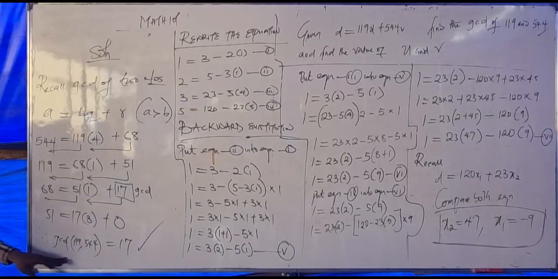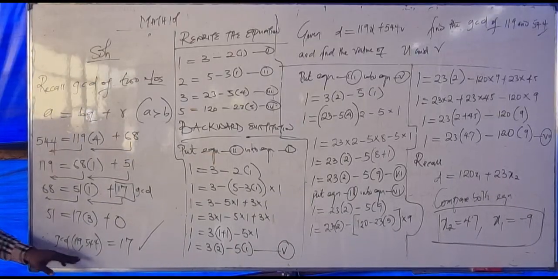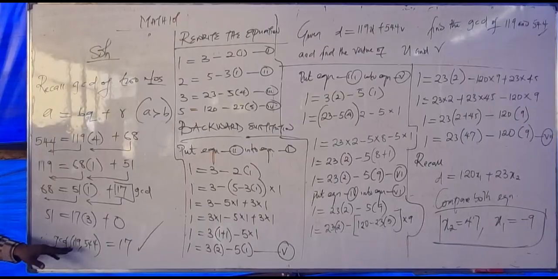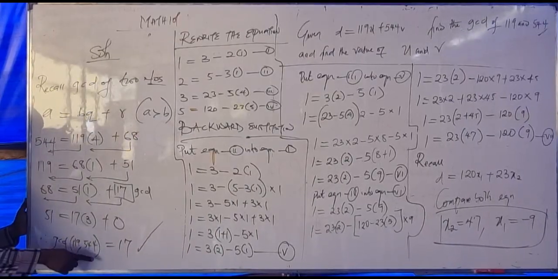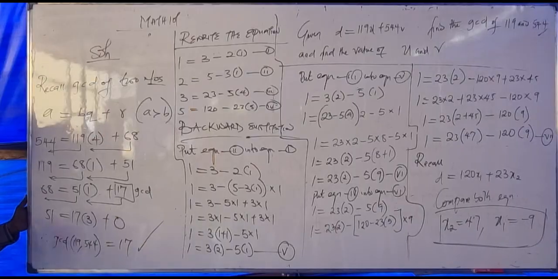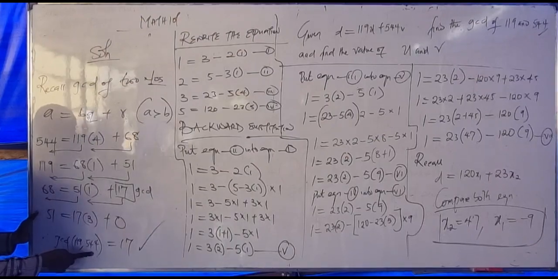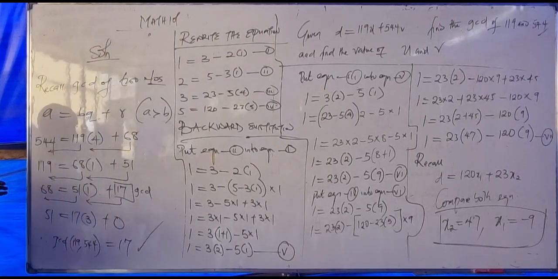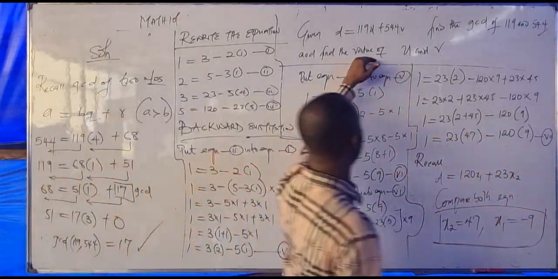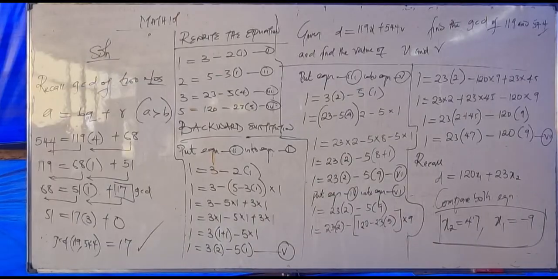Sometimes we don't do this kind of thing. Say, evaluate this: find the GCD of 119 and 544. Sometimes I will put 544, then 119. It's the same thing. Just identify your A and your B. Your A is always greater than B. My A is 544. My B is 119. But we're not done. We now have to find your unknowns, a and b. Are you getting it now?